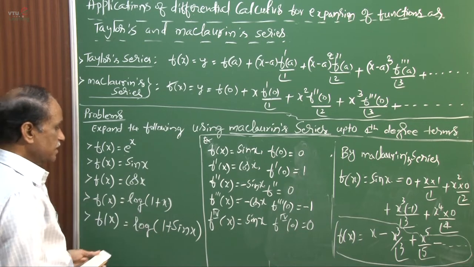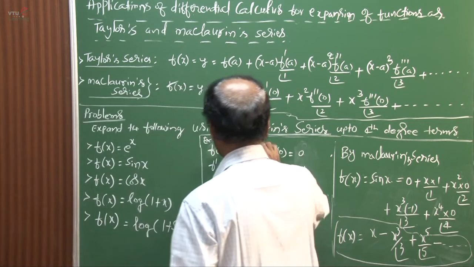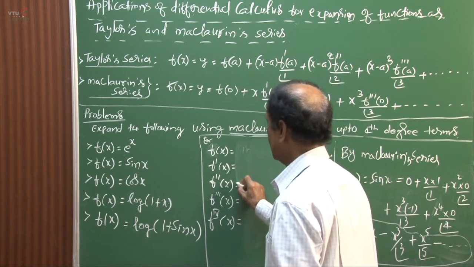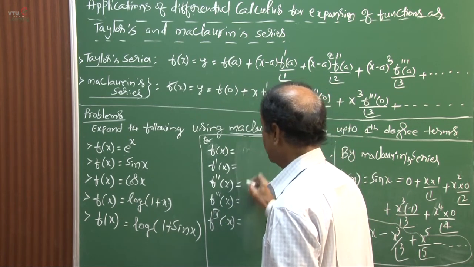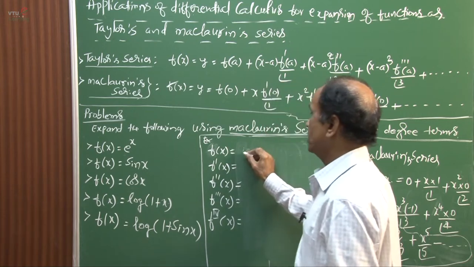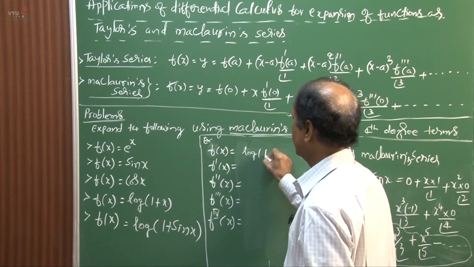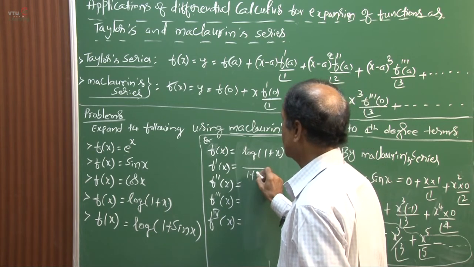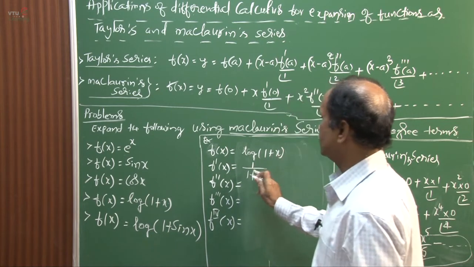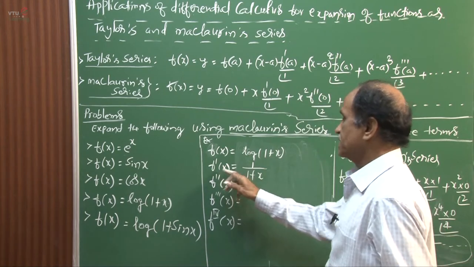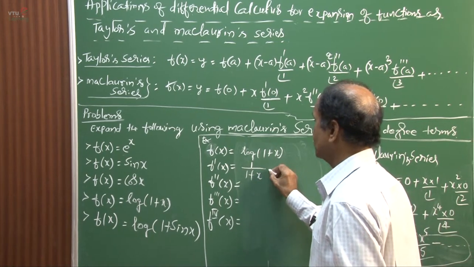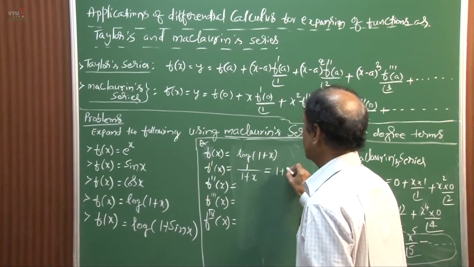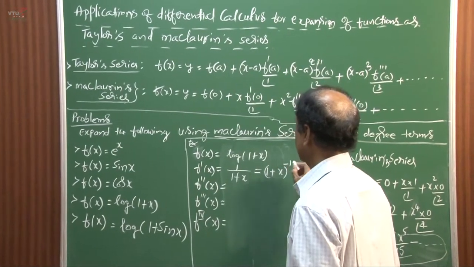Now I will write what is log of 1 plus x, because varieties of problems you will come across on the application of this Maclaurin series. Now this is log of 1 plus x. What is the differentiation? That is 1 by 1 plus x, and x differentiation is 1. Next, you can take this one to the numerator, otherwise to the left side. In any manner you can write 1 plus x whole to the power minus 1.